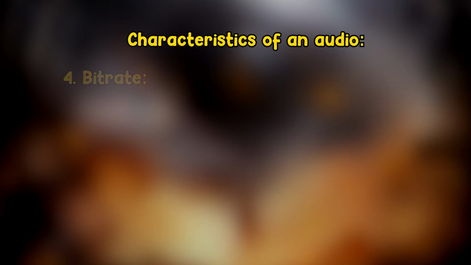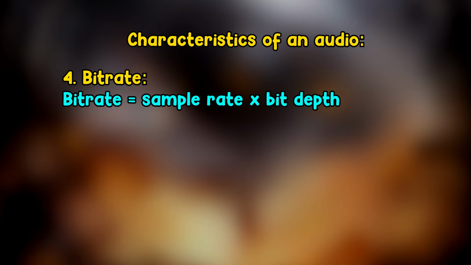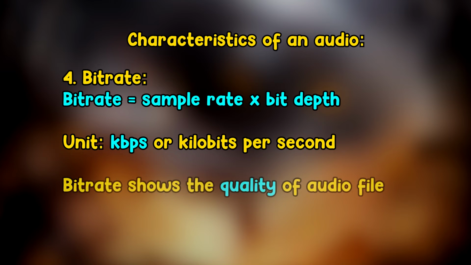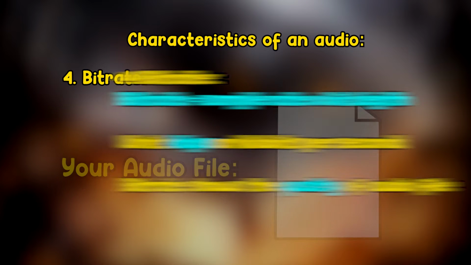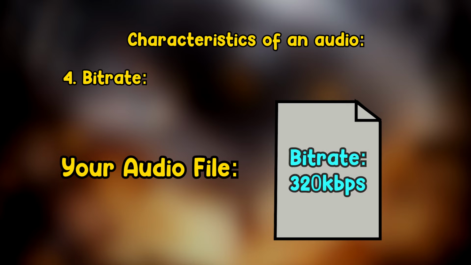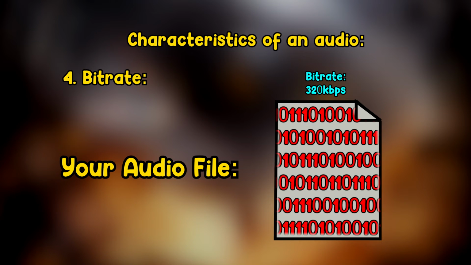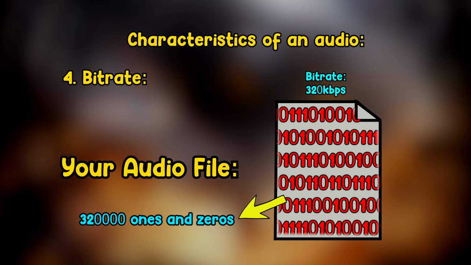Now I'm gonna talk about bitrate. It's not a new thing, it's just a value that is calculated by this formula. Bitrate is actually sample rate times bit depth, and the unit of bitrate is kilobit per second, and it shows you the quality of your audio file. For example, if the bitrate is 320 kilobits per second, it means that you have 320 kilobits in each second of your audio file. Every one of these bits can be 0 or 1.